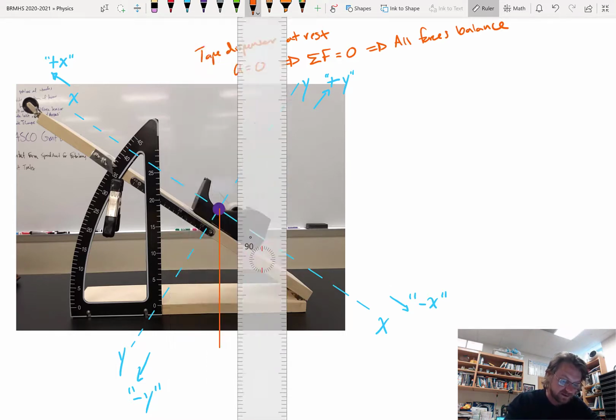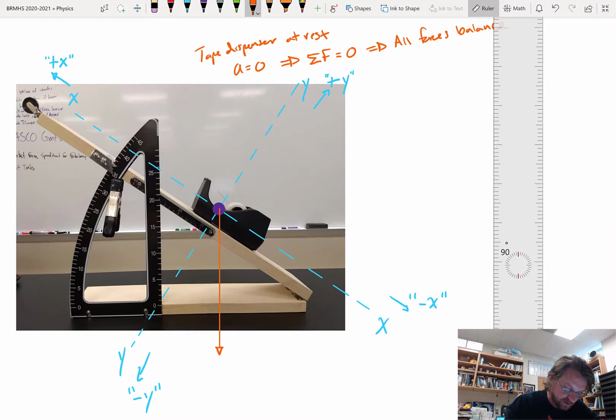Let's make it nice and long so this is clear. So here's Fg. And remember, Fg always equals what? Mg. Thank you. All right, another force acting on this object. Think of it. What's another one that must be acting on it?